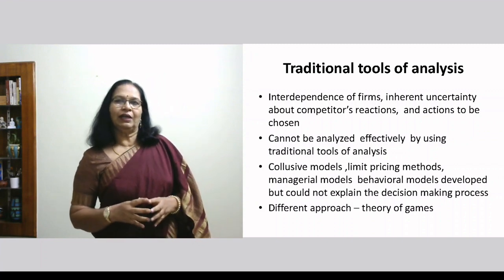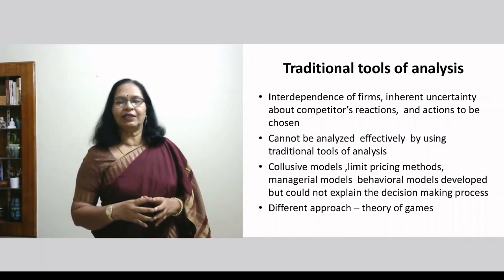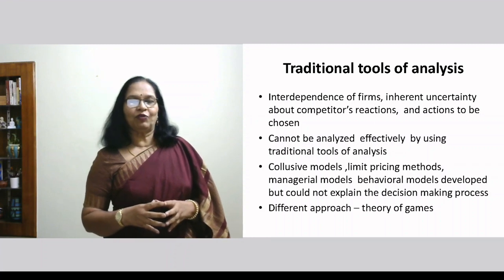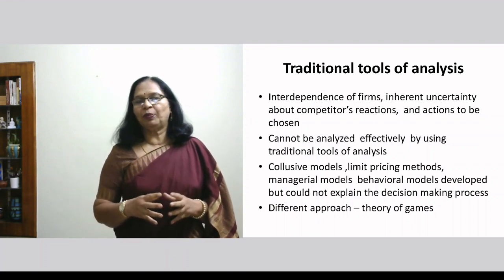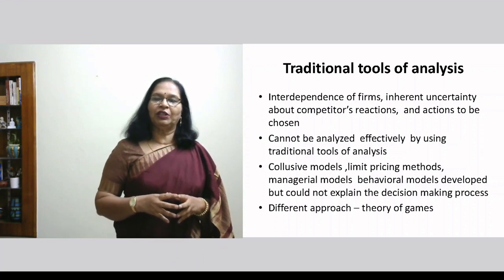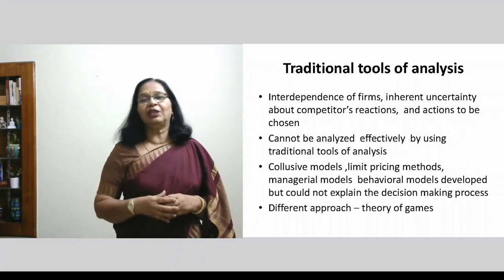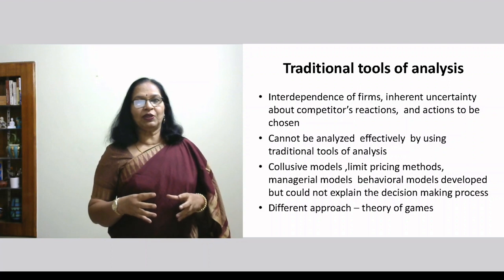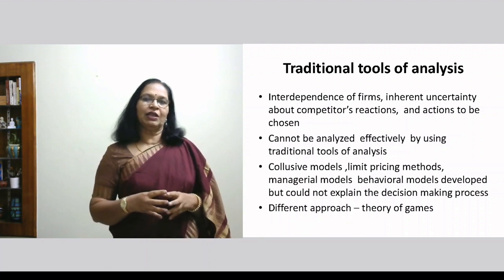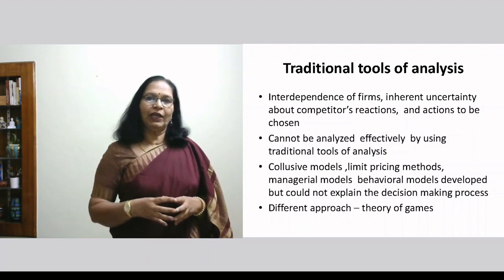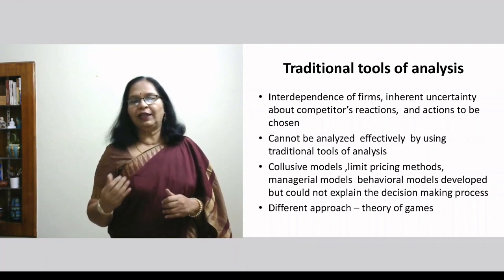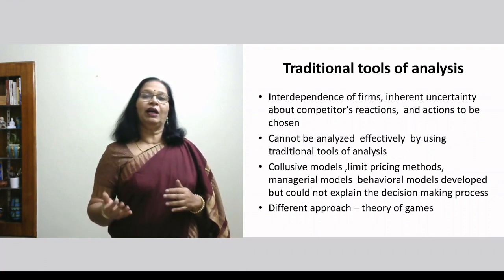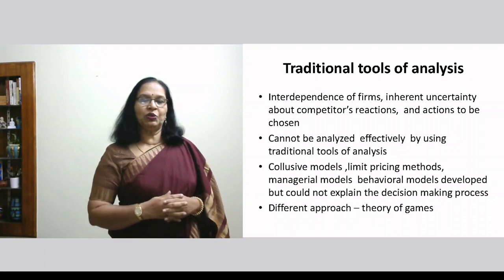We know that oligopoly firms face uncertainty when they have to take a decision because they do not know what is going to be the reaction of the competitors if they take a decision, and all this arises because of the interdependence of firms. So any action taken by this firm will influence the other firm to take another action corresponding to this.